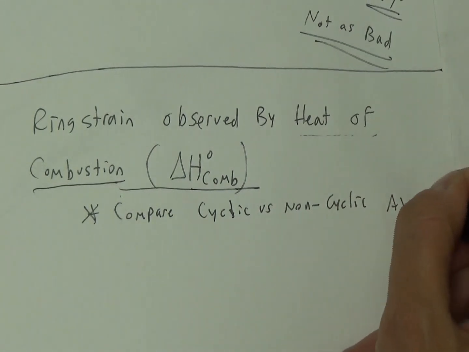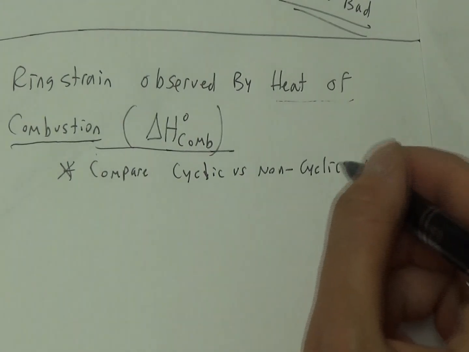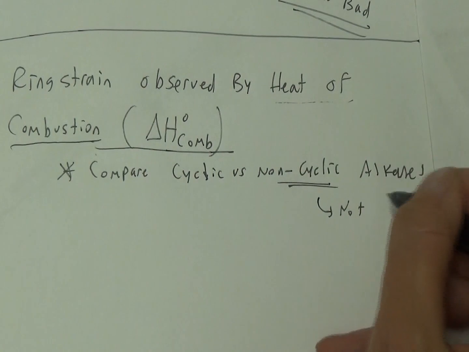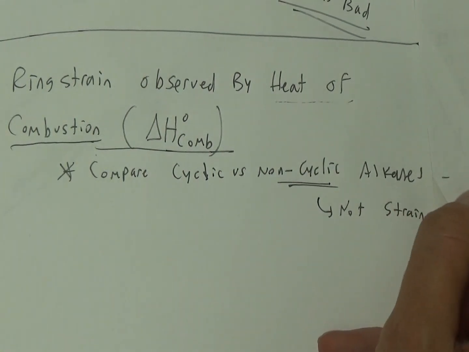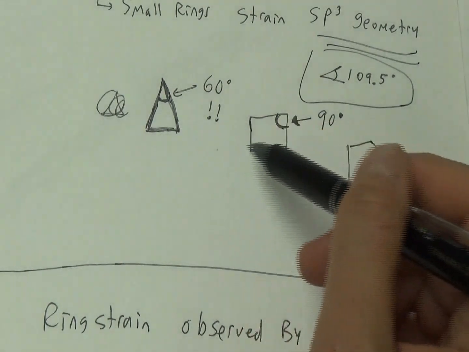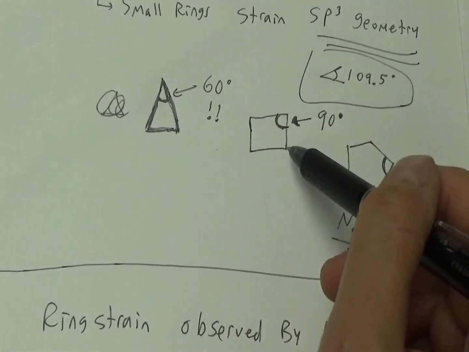Alkanes. We're going to compare cyclic versus non-cyclic alkanes. I'll give you a hint. Non-cyclic alkanes are not strained, right? Mostly. In terms of the serious strain we encounter up here, this is a very serious strain due to bond angle deviations, right?